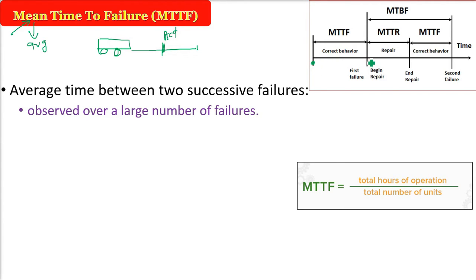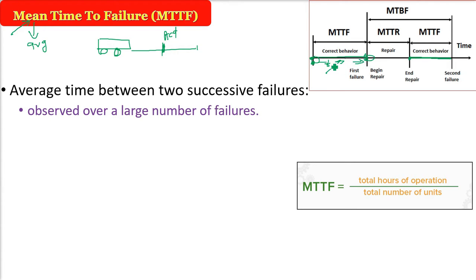So the system is working fine, it fails. Now when it fails again, first failure, second failure. The time the system is working fine, until the next time the system is working fine. When it is working fine, it's okay, but the time from where it started working fine to the second time where it is working fine is the actual time we're talking about.